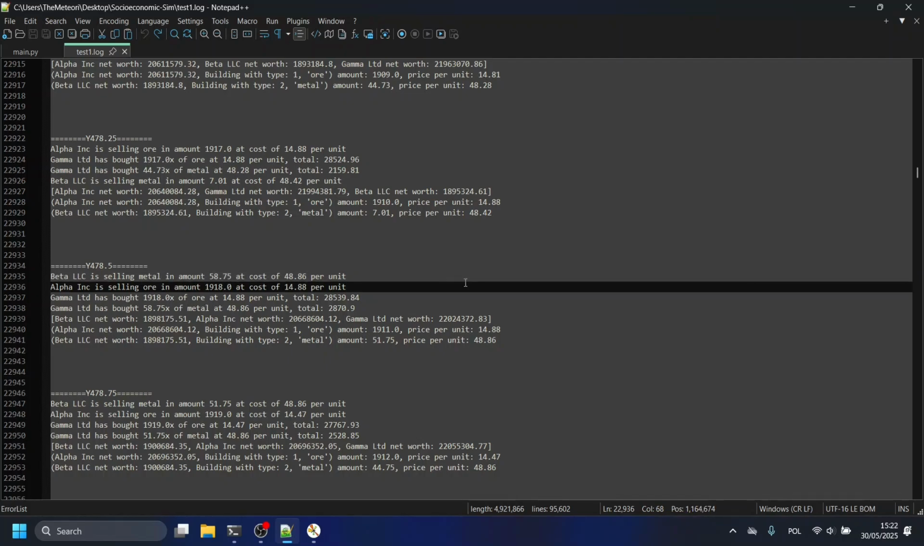However, due to the fact that Beta LLC also fights for resources with Gamma because they're sharing the same ore provider, that is Alpha, that means that Beta LLC is earning way less than it should. If Gamma Ltd didn't buy the ore, then Beta LLC would probably buy it first.